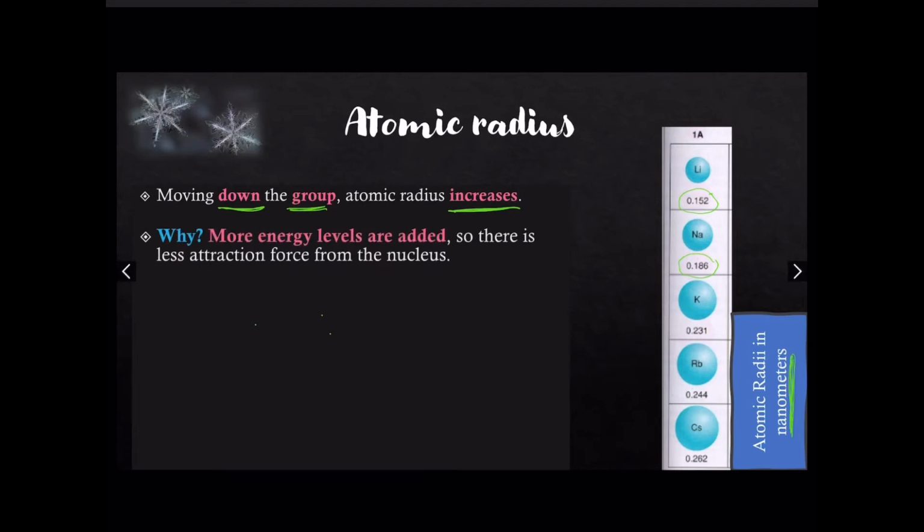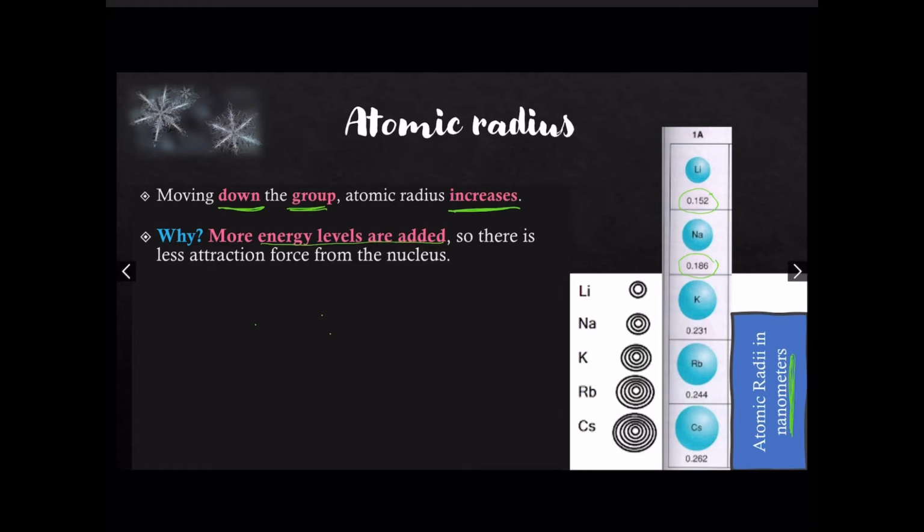As more energy levels are added, there's less of an attractive force being exerted by the nucleus on those outer electrons, allowing them to move farther away from the nucleus due to that repulsion by the core electrons. The second picture shows you the same atoms, but this time you can see the number of energy levels that each atom has. So lithium being in period 2 has 2 energy levels. Sodium being in period 3 has 3 energy levels. Potassium has 4 because it's in period 4. Rubidium has 5 energy levels and cesium has 6.